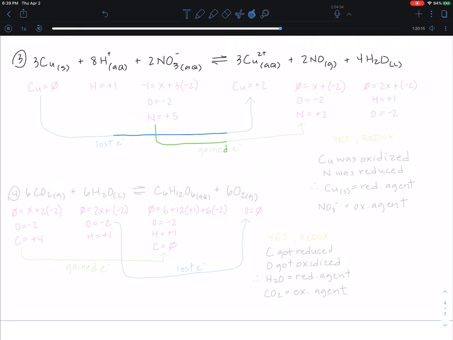Okay. So now, let's see what happened. Let's analyze each individual part of this reaction. We've got copper over here in its native state, so copper is zero. Solid copper, the oxidation state is zero.